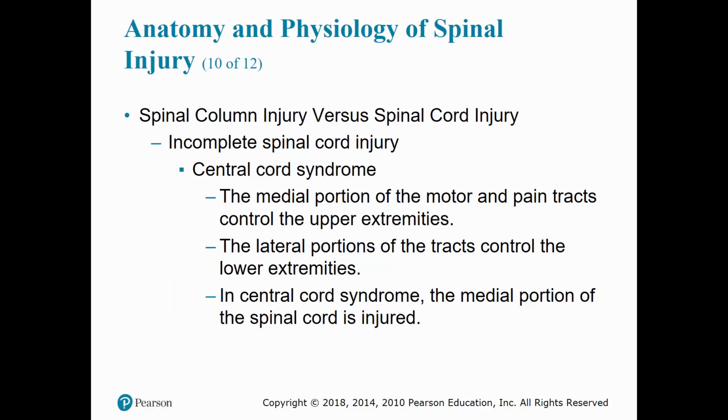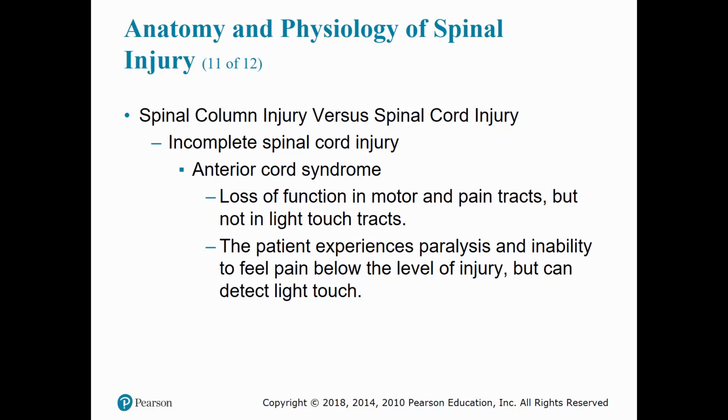In central cord syndrome, the patient presents with a loss of motor function or weakness and loss of pain sensation to the upper extremities, while motor and sensory functions remain normal in the lower extremities. In anterior cord syndrome, the patient loses the ability to feel pain and crude touch below the site of injury, and likely experiences the loss of motor function below the injury site. However, these patients retain the ability to feel light touch above and below the site of injury.